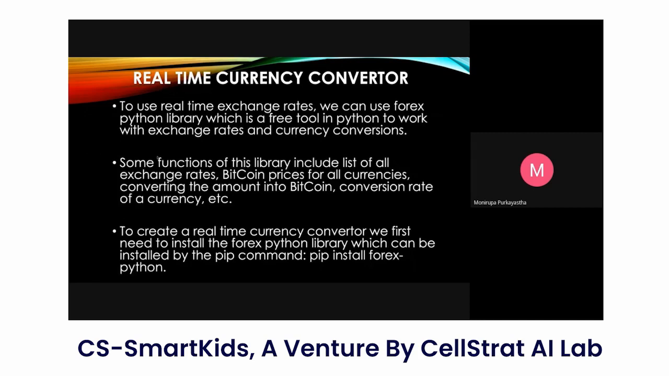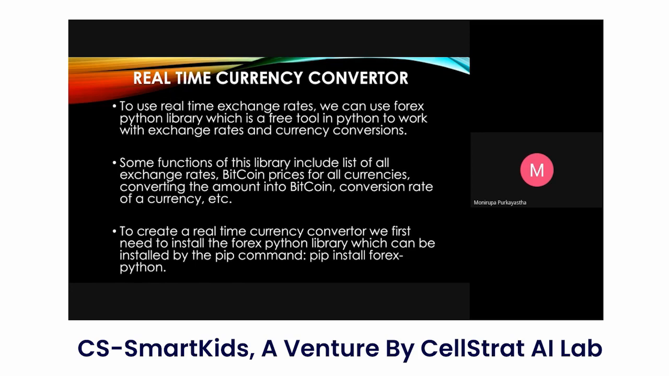To use real-time exchange rates, we can use the Forex Python library, which is a free tool in Python to work with exchange rates and currency conversions. Some functions of this library include a list of all exchange rates, Bitcoin prices of all currencies, converting an amount into Bitcoin, the conversion rate of a currency, etc. To create a real-time currency converter, we first need to install the Forex Python library, which can be installed by the pip command: pip install forex-python.